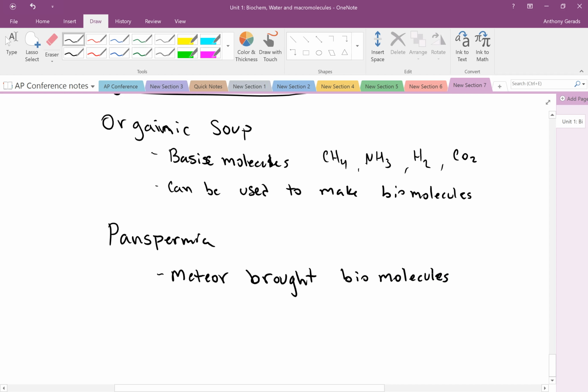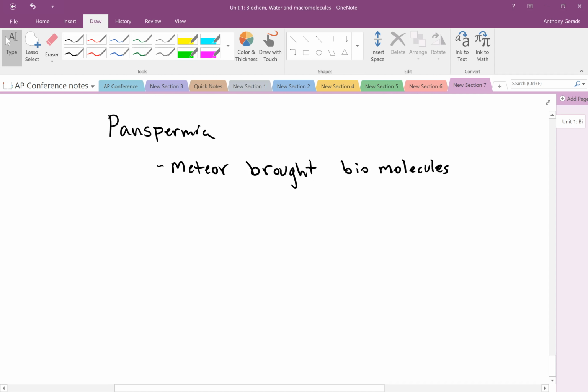It brought these biomolecules like amino acids, and we have evidence because there's one meteor that has a lot more amino acids than we even have in life. And so the order that this stuff occurred in, how life got started, we have the order of events.